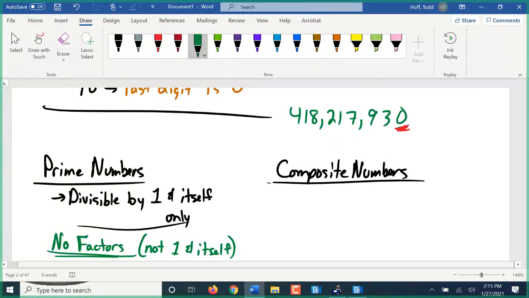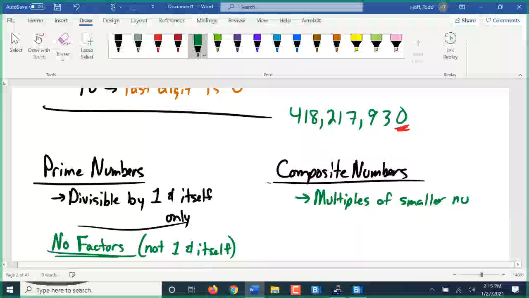Composite numbers are multiples of numbers. Think of composite materials. It's several other materials put together to make that material. Composite numbers are the same way. It's several smaller numbers put together to make that number.